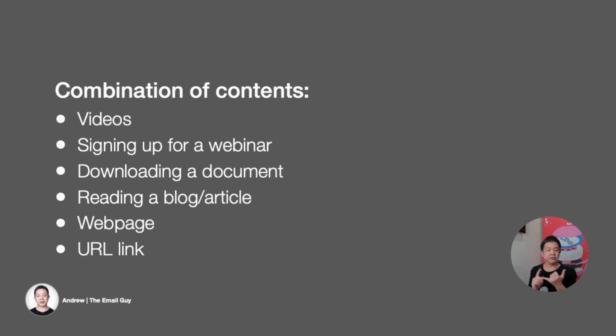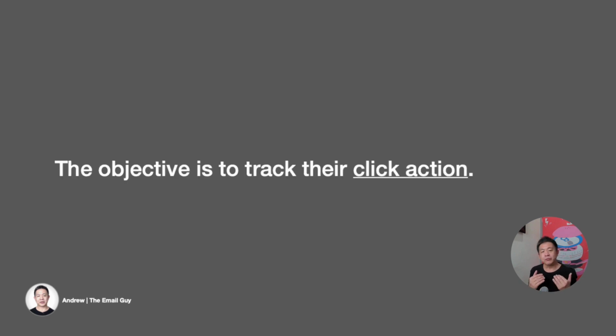It could be videos, getting them to sign up for a webinar, downloading a document, reading a blog or article, or even a link to a particular web page. In other words, you will need something with a URL link. And the objective is to track their click action in relation to the URL link.